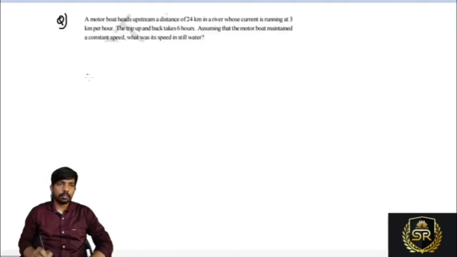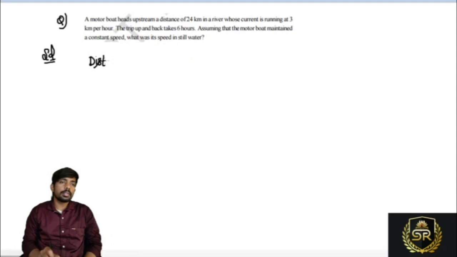Okay, that's all. Here we have a question. A motorboat heads upstream a distance of 24 kilometers in a river whose current is running at 3 kilometers per hour. So here current is nothing but stream speed. Okay, so what is given?